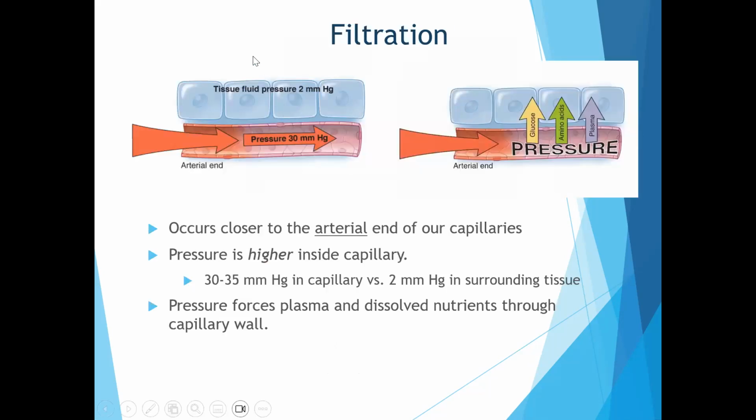Okay, filtration. So this is going to occur closer to the arterial end of our capillaries. So the pressure is higher inside the capillary compared to the surrounding tissue. So in this example, we see 30 millimeters of mercury. So that's a pressure number where we have 2 millimeters of mercury of pressure in the tissue fluid. So because we have more pressure here, it's going to force plasma, nutrients, all this stuff through the capillary wall into the tissues. So that is filtration.